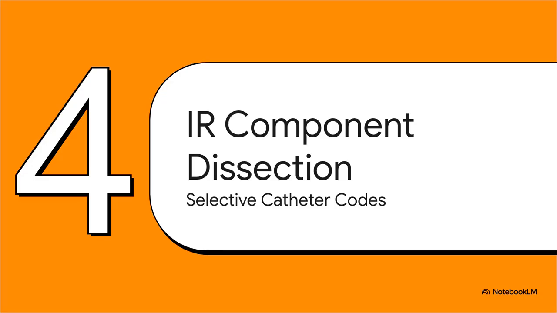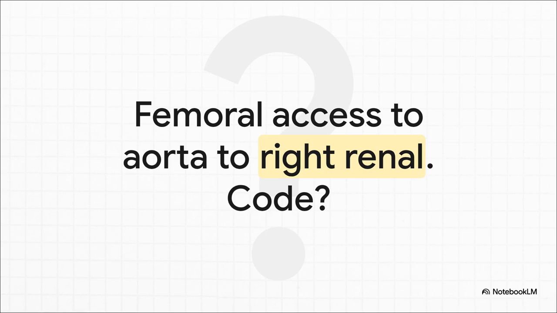Section 4, interventional radiology component dissection, selective catheter codes. Okay, we're shifting to what's often considered the most complex topic in the radiology domain because of its heavily layered coding logic. Here is our final high-level scenario. A radiologist accesses the right common femoral artery, pushes the catheter up into the aorta, and then selectively navigates right into the right renal artery for diagnostic angiography. How do we logically build this code? I really want you to think about the path taken and the final position of the catheter.